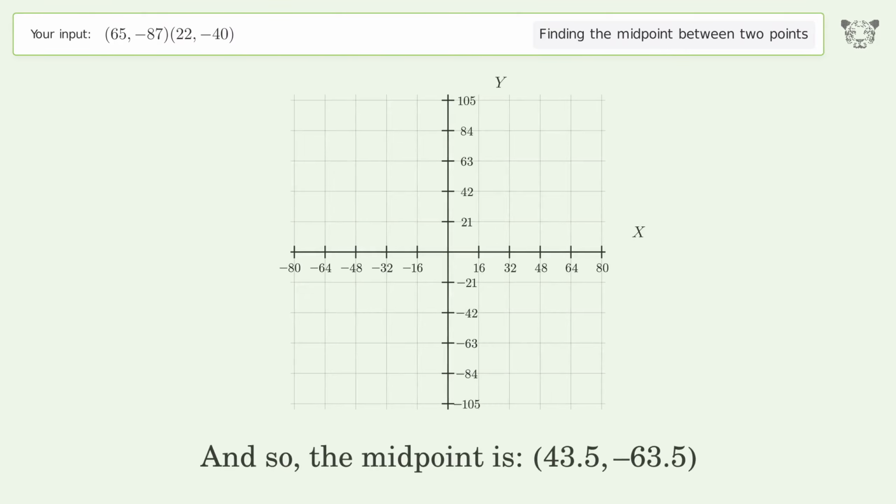And so, the midpoint is 43.5, negative 63.5.